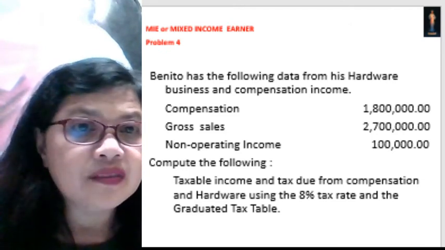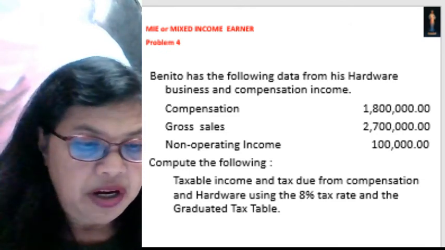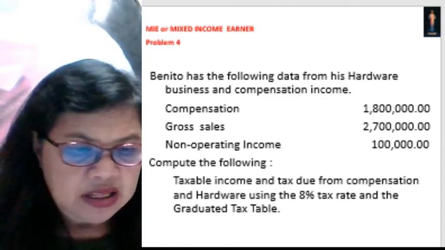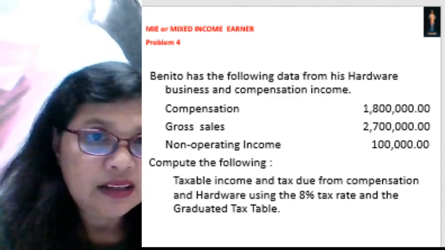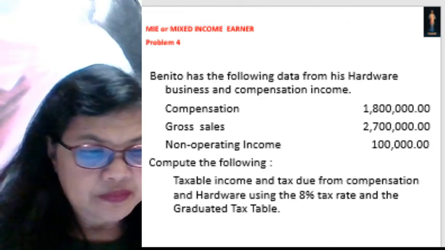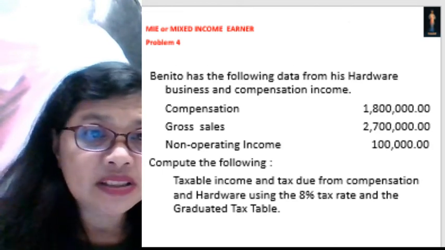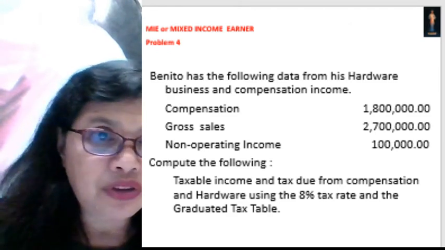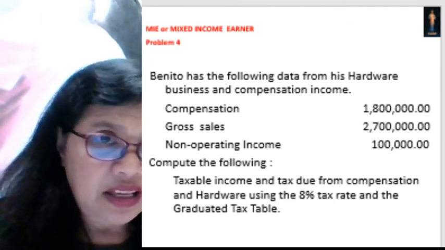Next, we have Benito. Okay, where are we now? We're in Benito. What is the problem in the mixed income earner of Benito? Do you see any problem here? I think it's very easy.